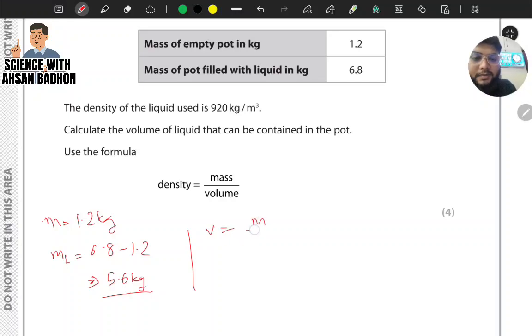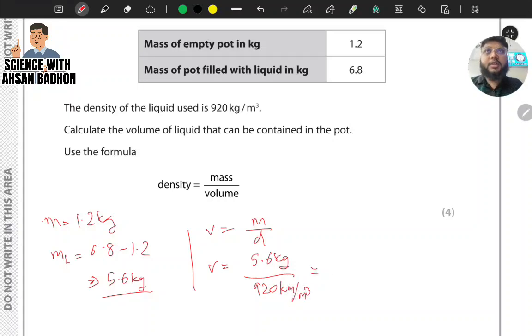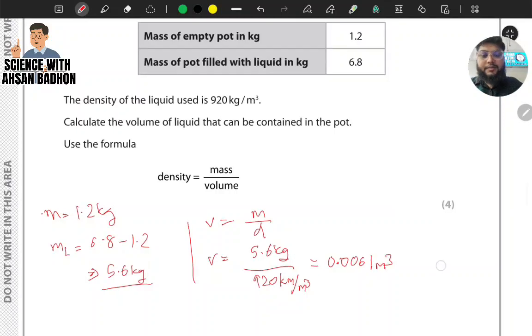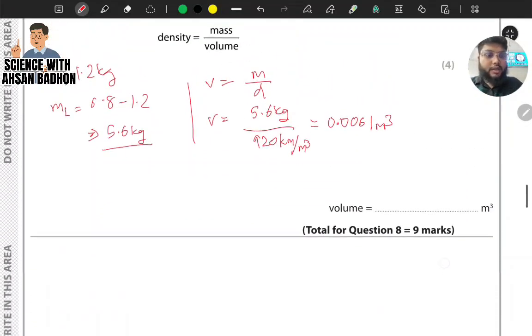Volume equals mass per unit density. Okay, so the mass is given here, 5.6 kg, and the density is given, 920 kg per meter cube. So the answer that we will get should be in meter cube, and we should get 0.0061 meter cube. Okay, so we are done with question number 8.